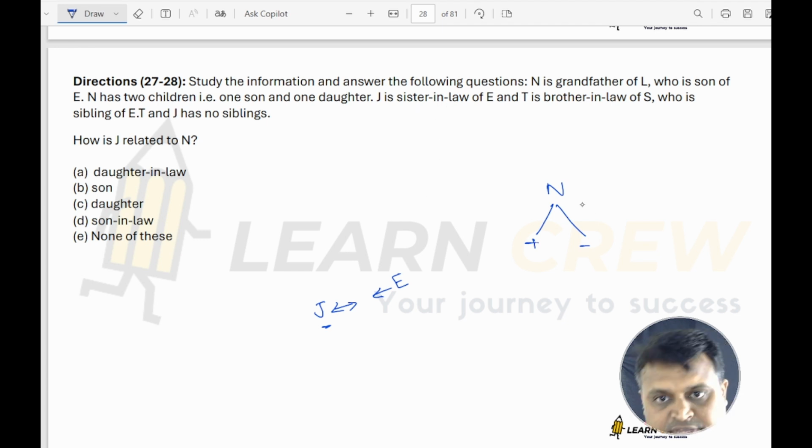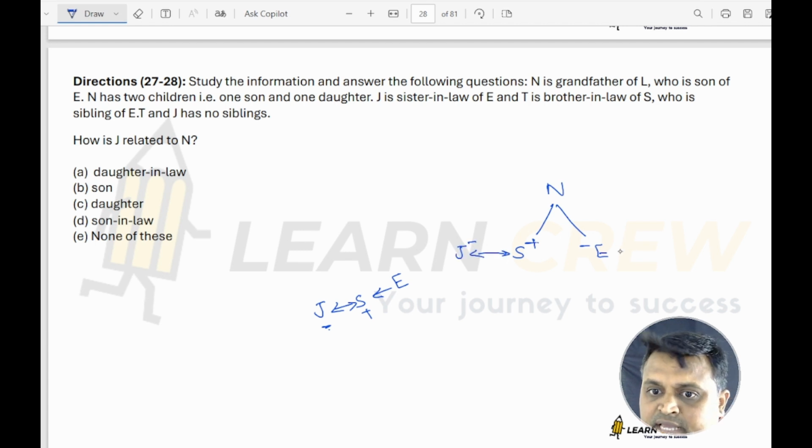J is the sister-in-law of E, and T is the brother-in-law of S. Who is the sibling of E? S is the sibling of E. So J and S are a married couple. So you can say here the son is S and the daughter is E.